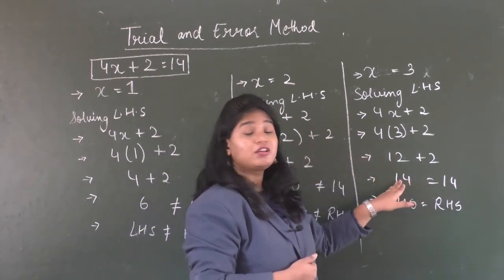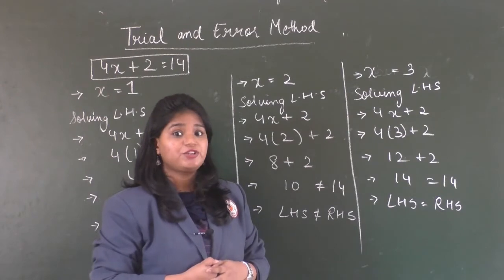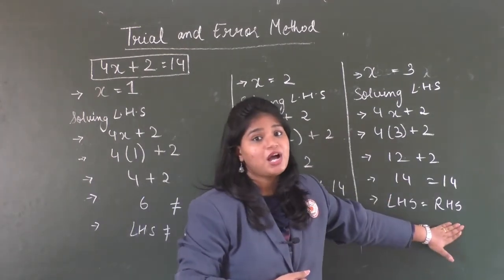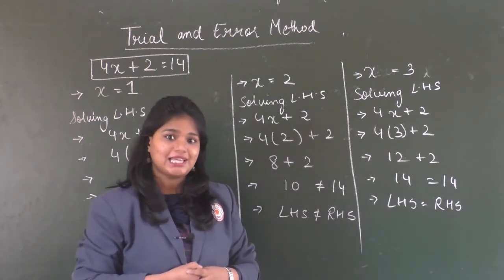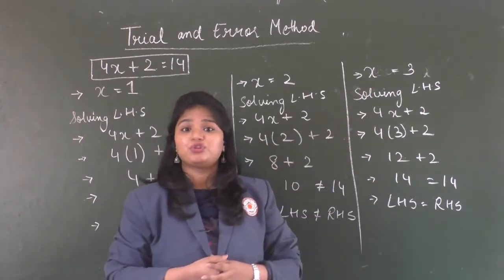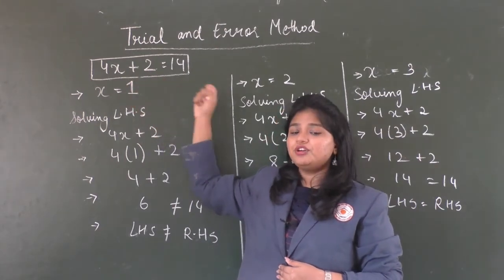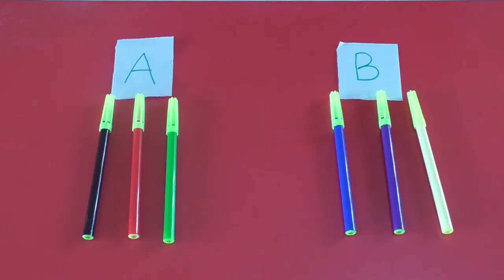12 plus 2 is 14, which was the value of RHS. So here LHS is equal to RHS. So here we can say that x equals 3 is the root for the equation 4x plus 2 equals 14. Let's understand the method of balancing with the help of an activity.